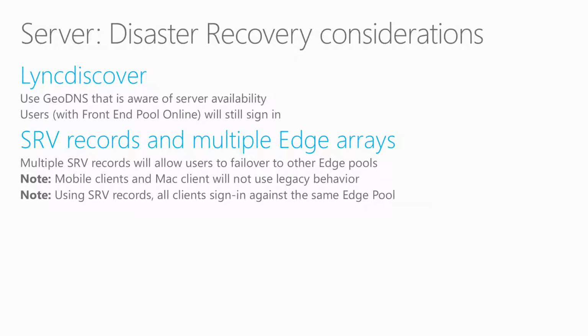So the very clear recommendation here is use Lync Discover and use GeoDNS so that you can have automatic disaster recovery on that level, at least on the DNS level. And if you don't have GeoDNS, be sure that you include in your disaster recovery guidance to repoint the A record to a different edge pool.